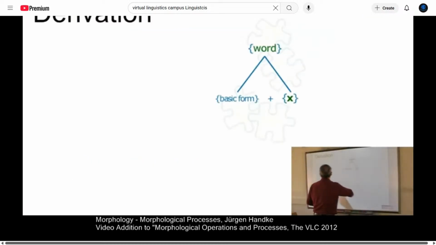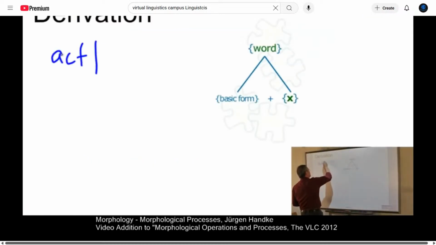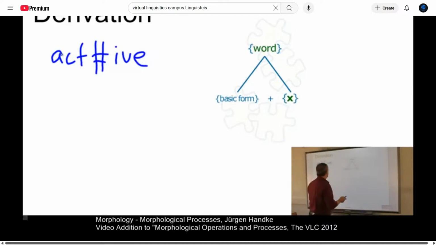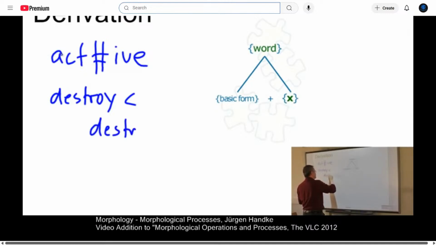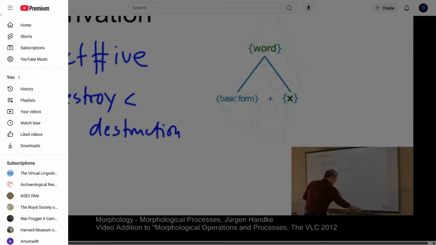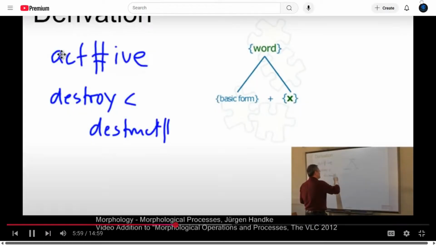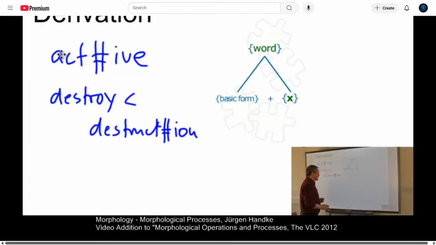Now, typical examples of derivation are things like act, active, where you have the operation of concatenation again. You add an affix, here a suffix. Or you might have things like destroy, which becomes destruction. Sorry, I should have inserted a boundary. Destroy, destruction. And here, of course, you have several operations that are active at the same time.